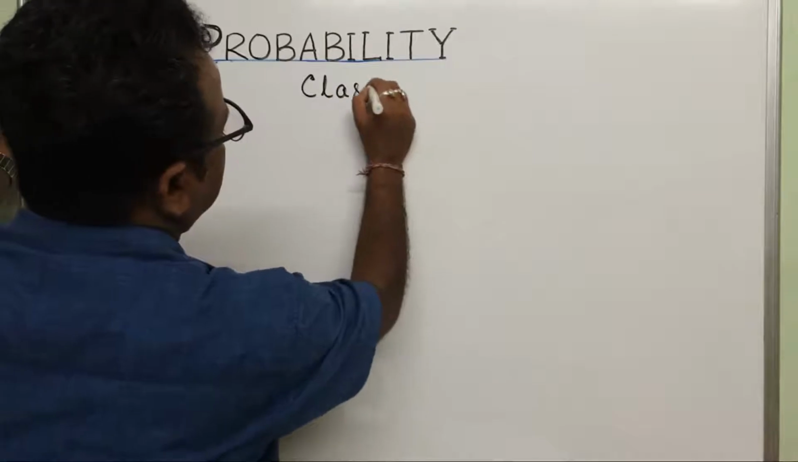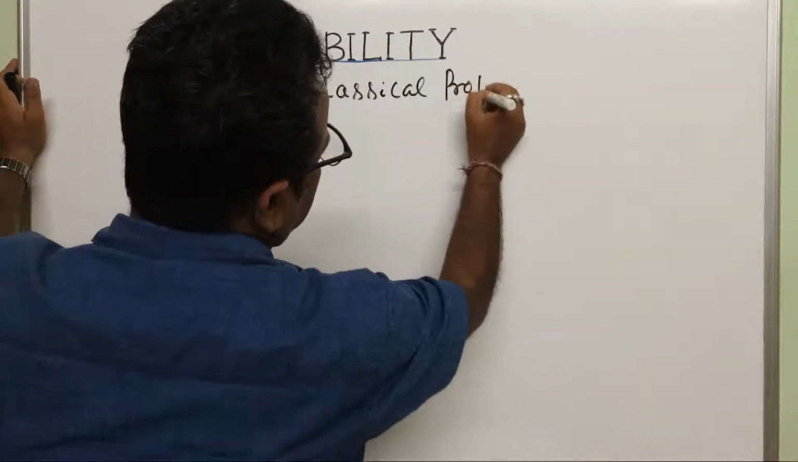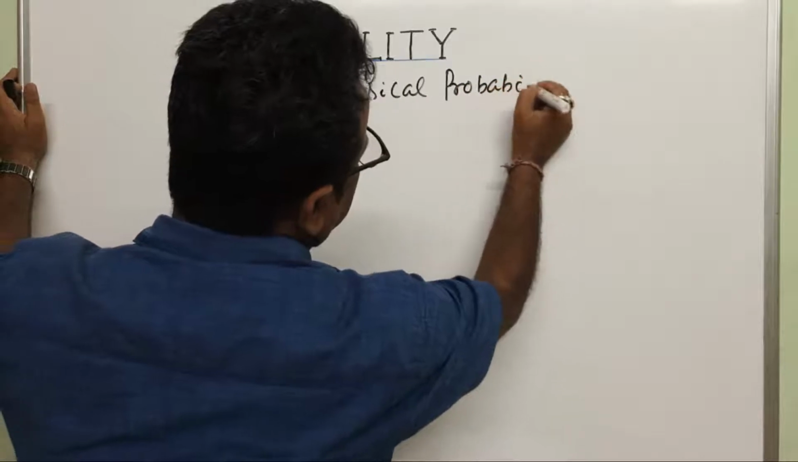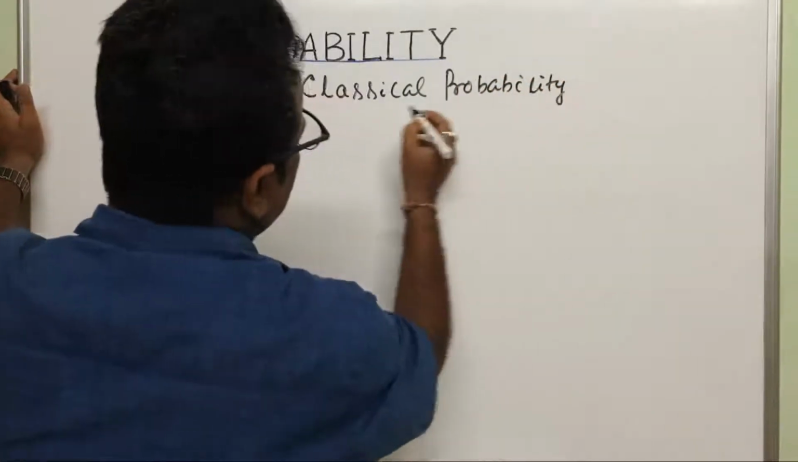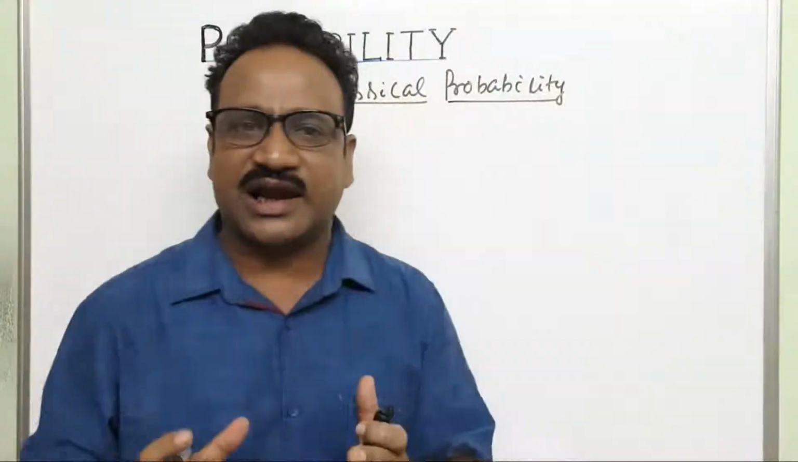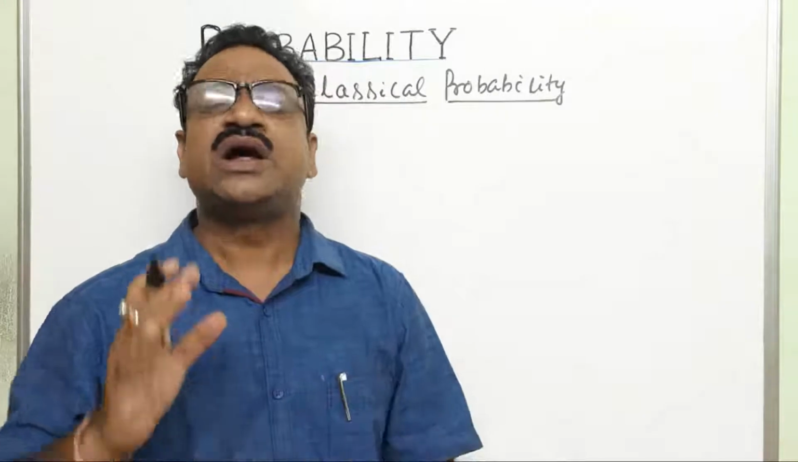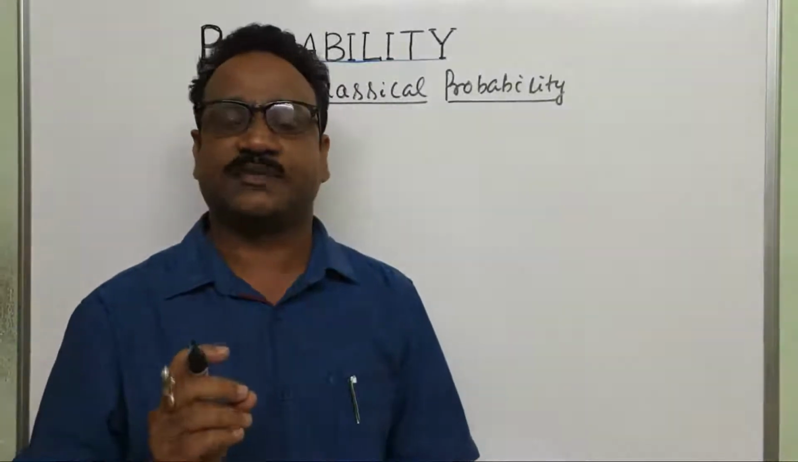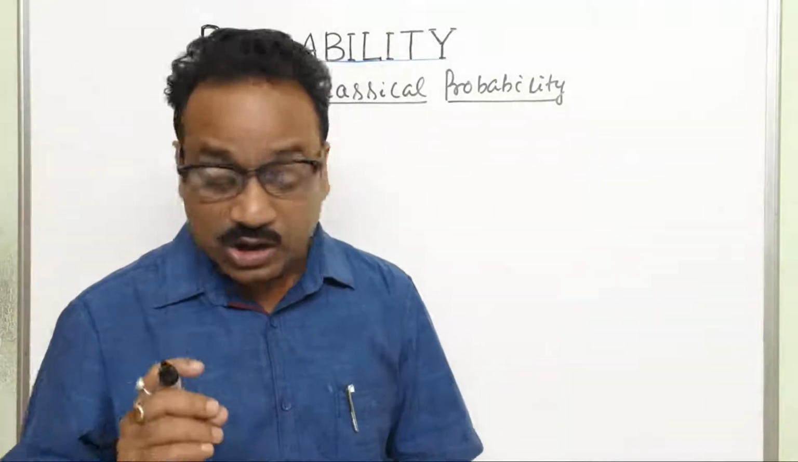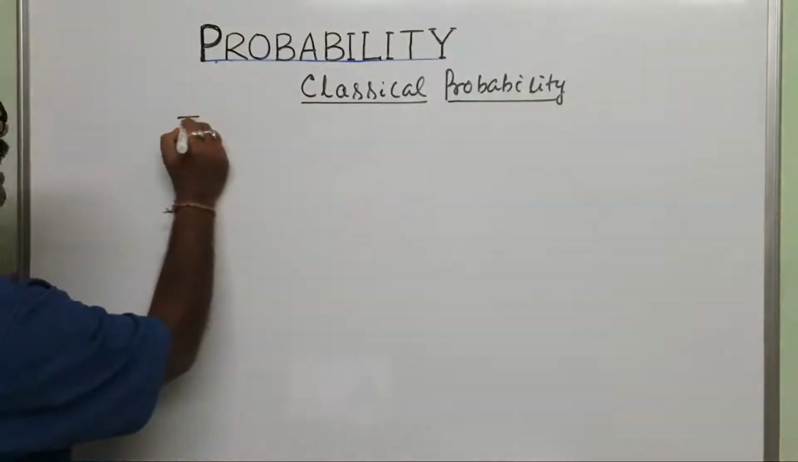Classical, or we can say theoretical. What are the different terms related to probability? First of all, we should know about the terms. So, first term: random experiment.